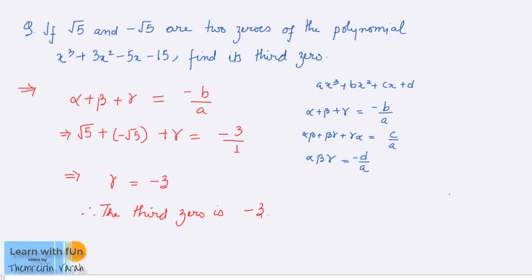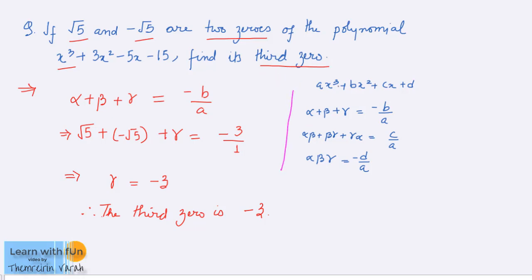Now the next question. Here we say if root 5 and minus root 5 are two zeros of the polynomial x cubed plus 3x squared minus 5x minus 15, then find its third zero. Alright, you see that the polynomial is a cubic polynomial. For a cubic polynomial, two zeros are given to you. Alright, the zeros given are root 5 and minus root 5, and the third one we have to find.